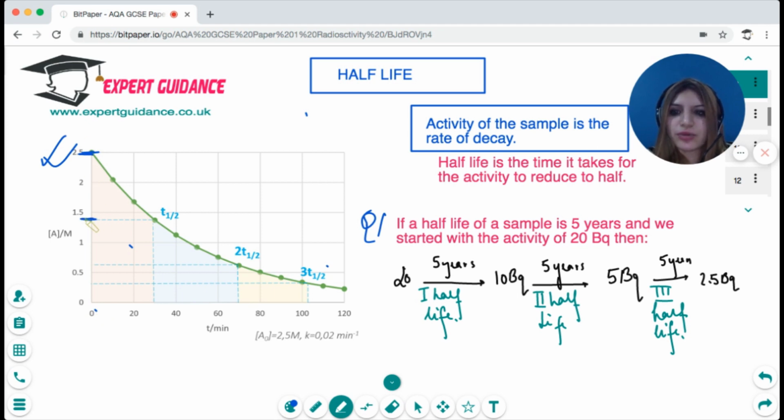So, look at 1.25, read it across, read the time. So, we can get that the half-life is around 30 minutes. All right, so I hope this half-life, doing this numerically and graphically, is clear to you.